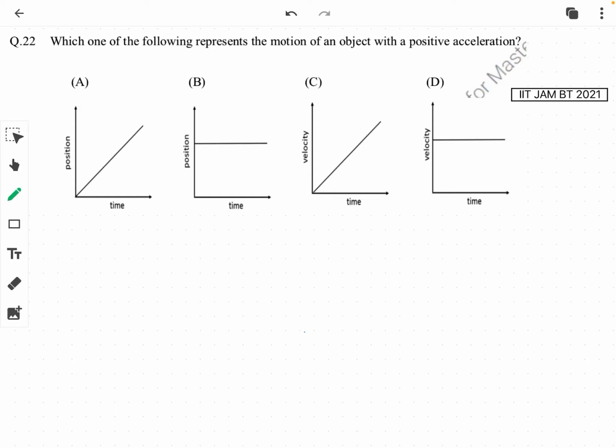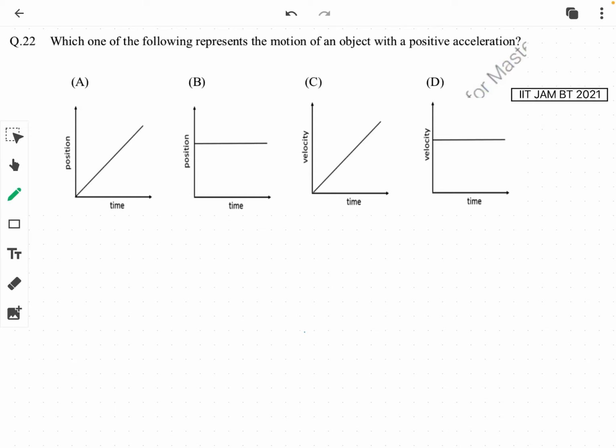where the graph is a straight line passing through the origin. In option B, it is again a position time graph and it is parallel to the time axis. In option C, it's a velocity time graph and here the straight line is passing through the origin. And in option D, it's a velocity time graph where the straight line is parallel to the time axis.